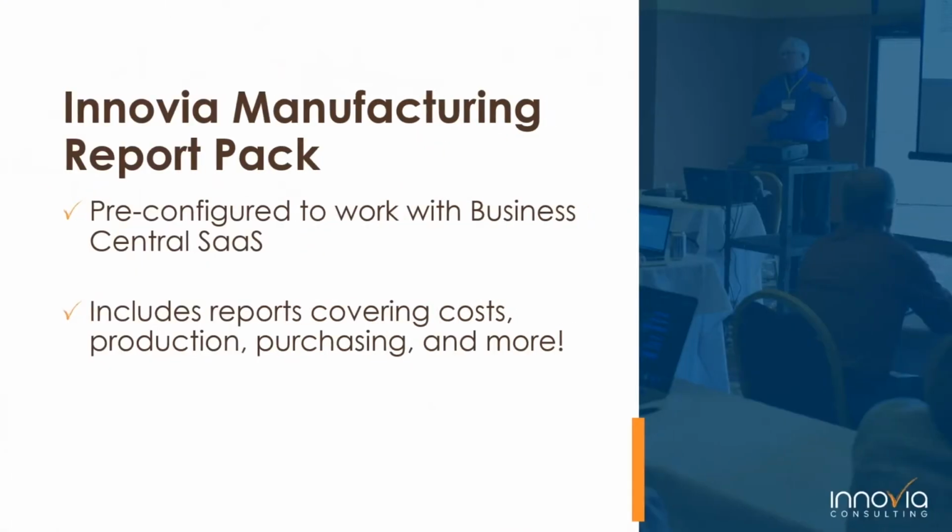Today, we're talking about the Innovia Manufacturing Report Pack. This is a pack that Innovia offers to customers with Business Central SaaS. It includes reports that cover things like the costs of your manufacturing operations, production, your production orders, your purchasing, and much more. So we'll be walking through that together in just a moment. The key thing to remember is it's pre-configured with Business Central SaaS, but it can provide a model if you have an on-premises solution as well. We can work with you to design something that will work in your environment.